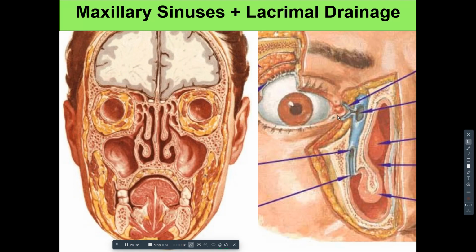So we're always making tears. The lacrimal gland is always making tears. Tears flow across your eye, empty into these little ducts and into the nasolacrimal sac and the nasolacrimal duct, and then onward down into the nasal cavity.